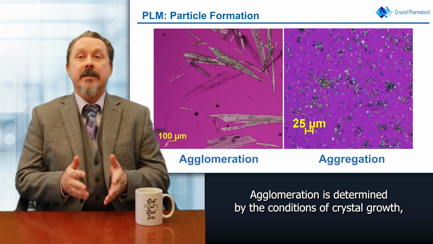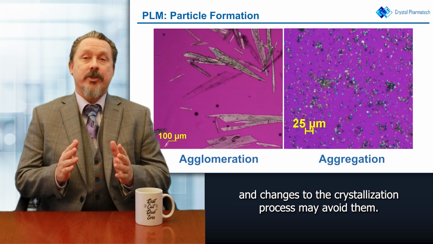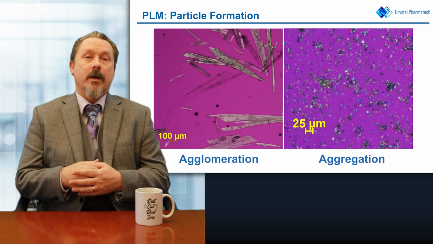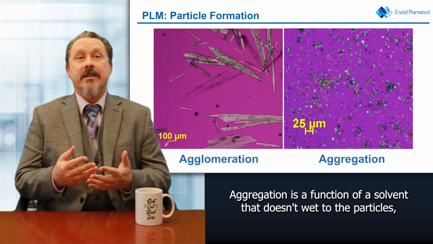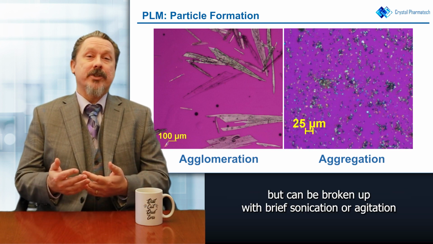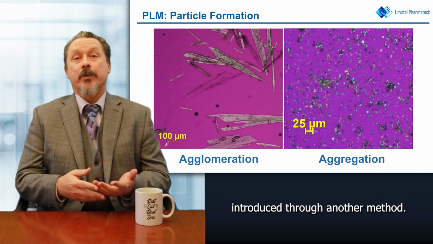Agglomeration is determined by the conditions of crystal growth, and changes to the crystallization process may avoid them. Aggregation is a function of a solvent that doesn't wet to the particles, but can be broken up with brief sonication or agitation introduced through another method.